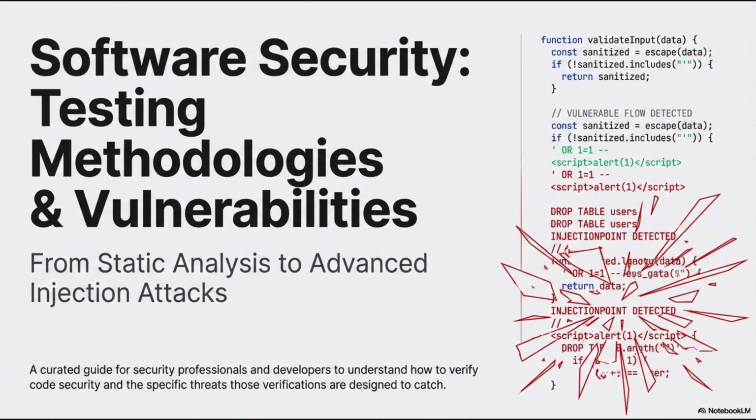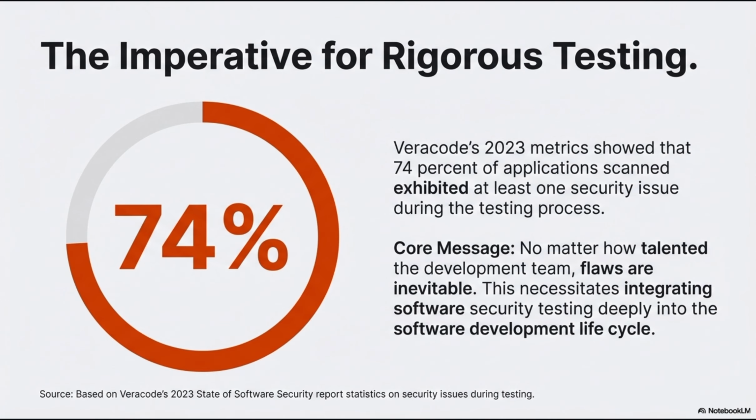Now let's go to software security, testing methodologies and vulnerabilities, from static analysis to advanced attacks. The imperative for rigorous testing. Veracode's 2023 metrics showed that 74% of applications scanned exhibited at least one security issue during the testing process. Now, what's the core message? No matter how talented the development team, flaws are inevitable. This necessitates integrating software security testing deeply into the software development lifecycle, or SDLC.